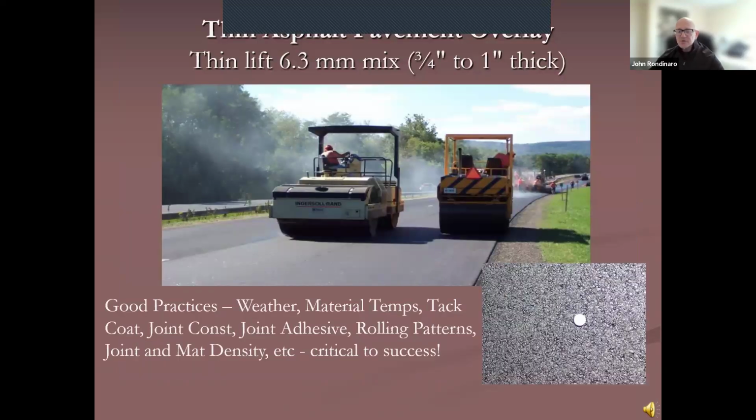Then last but not least, the tools in our toolbox, we'll talk about our thin asphalt pavement overlays. That's our 6-3 DOT mix, goes down about 3/4 of an inch to an inch. And all your good paving practices apply. You've got to have appropriate weather, your material temps, you've got to be using tack coat, you've got to be using joint adhesive, you've got to have proper joint construction, rolling patterns. All those things are important to get a successful project.